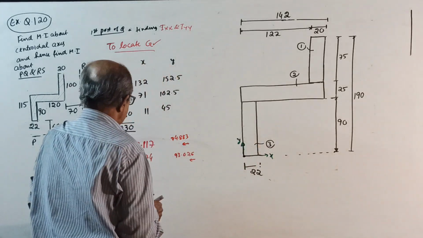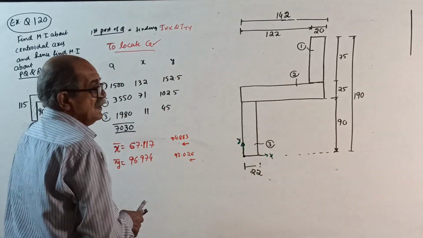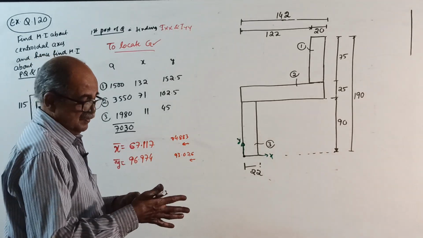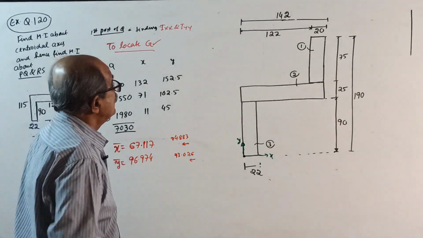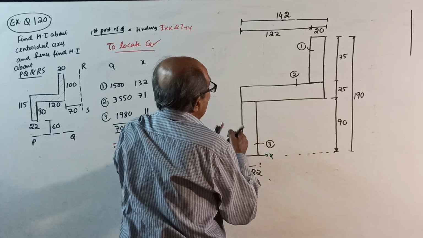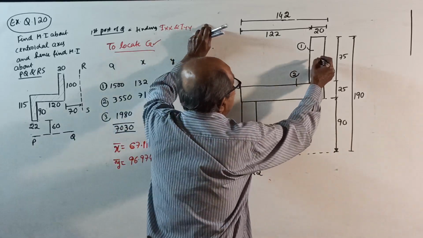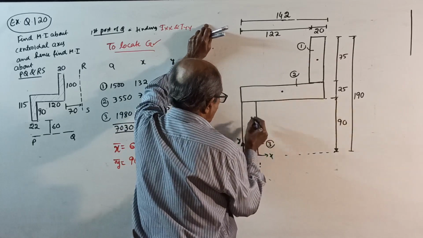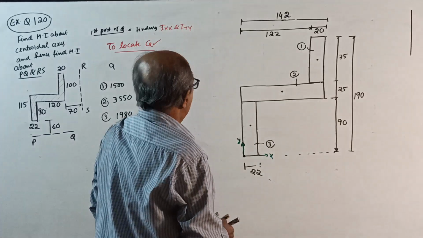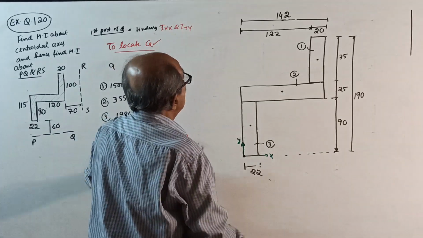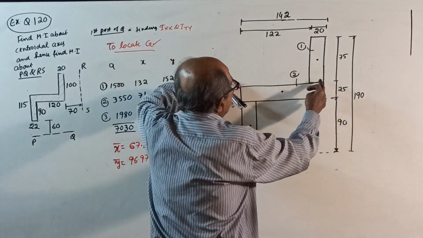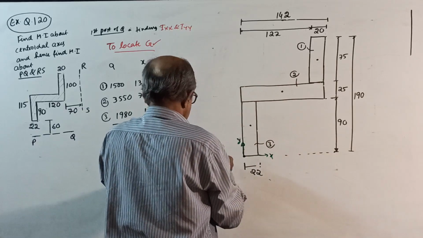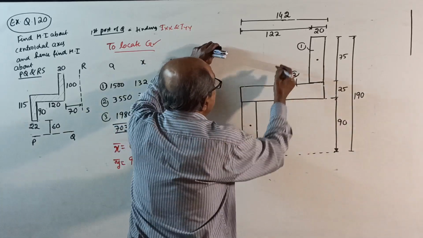Start, X bar. Somebody may ask, not explaining anything, simply writing. Okay. 67.117. From here, I forgot to mark the centroid of each part. This you always have to mark, the centroid of each part. Now, how much? 67.117. This total is 142. 142 by 2 is 71. 67, so surely a little this side.